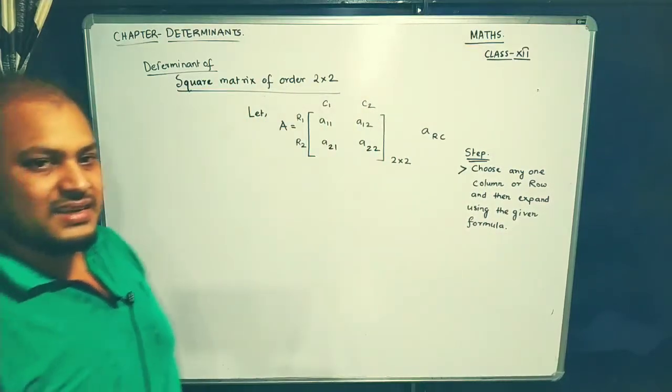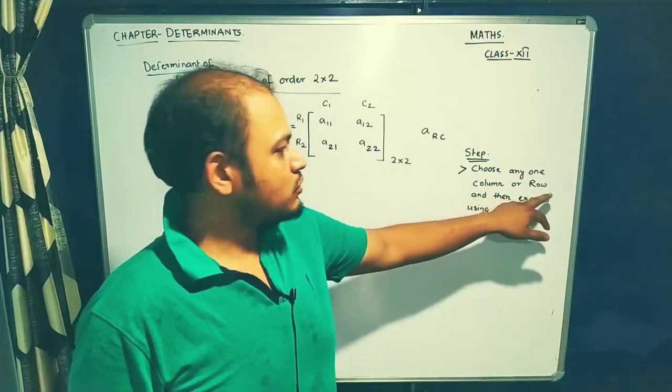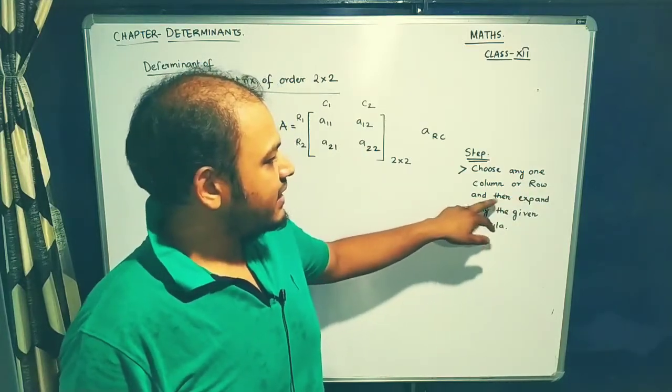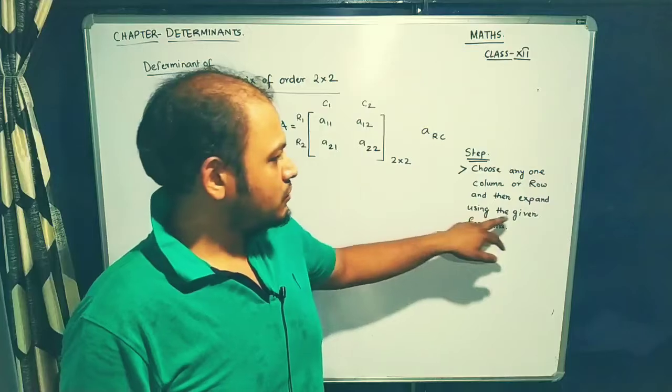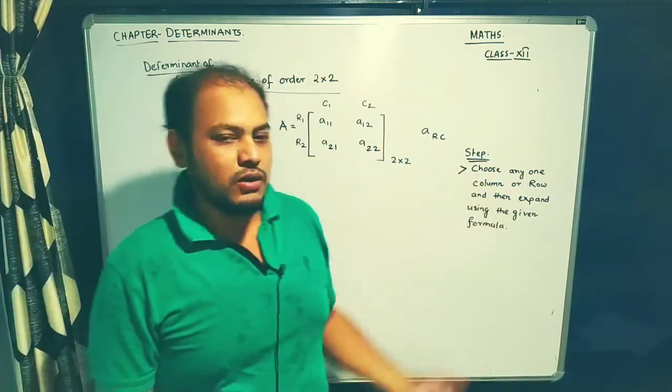So this step clearly is telling you that you have to choose any one column, or any one row, and then expand that row or column using the given formula. So it is clearly telling you to choose any one column or row.